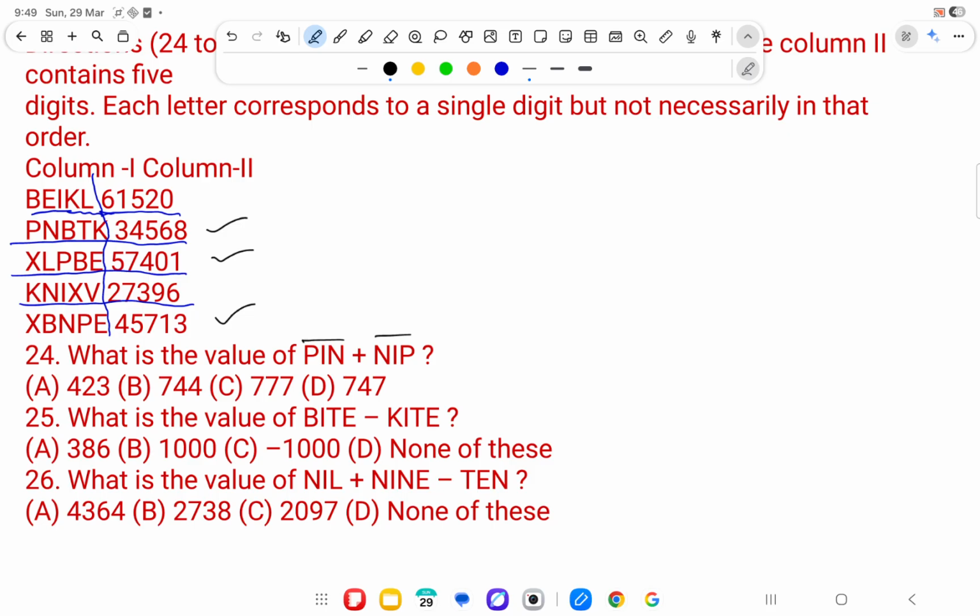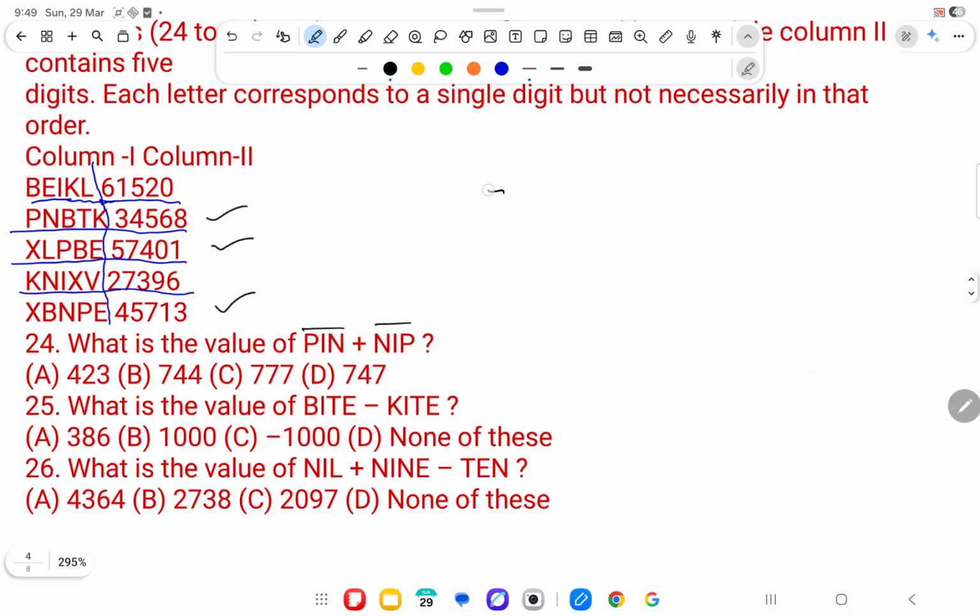What is the number common in 1, 2, 3, 5? 5. 5 is there. So B is for 5. Then P is common in only 2, 3 and 5. Other than P and B, no other letter was there. Okay, so now P is for second, third and fifth. 4. Okay, so P is for 4.